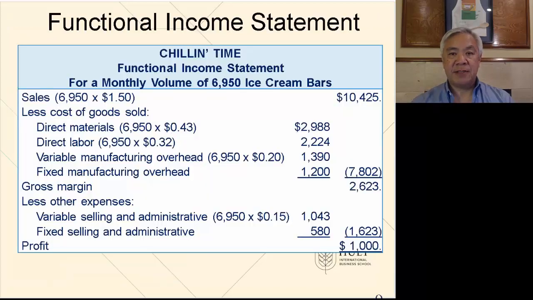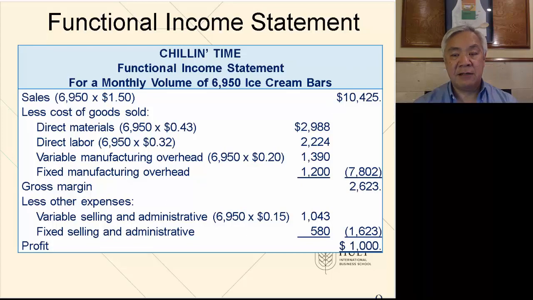Let's look at some examples. Functional income statement. This is a company that's called Chilling Time. And the functions are cost of goods sold, and the expenses are selling and administrative costs, and that's what the main categories are. Here we have an example of $10,425 as total sales, total cost of goods sold of $7,802, leading to a gross margin of $2,623.